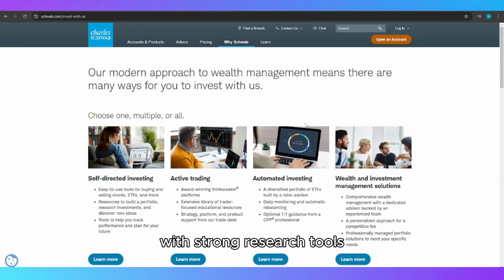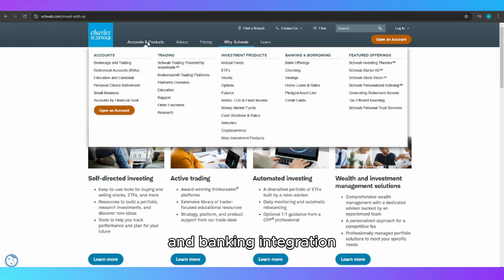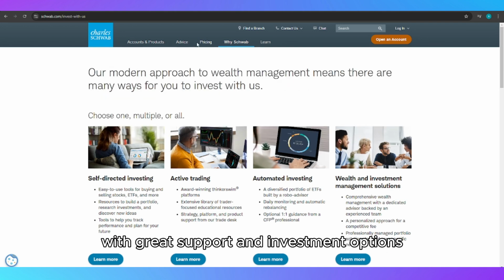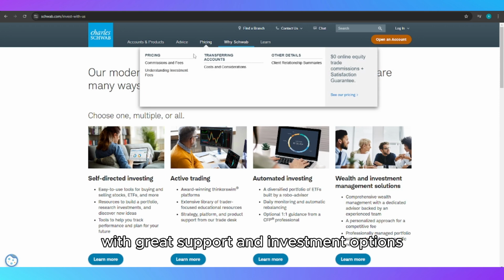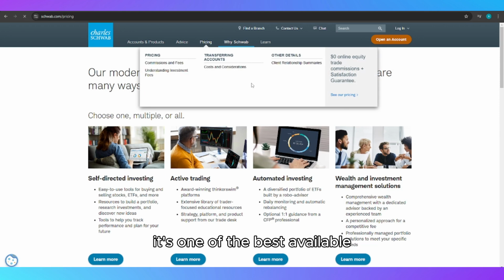Overall, Charles Schwab is an excellent choice for long-term investors, active traders, and those looking for a full-service brokerage with strong research tools and banking integration. If you want a well-rounded platform with great support and investment options, it's one of the best available.